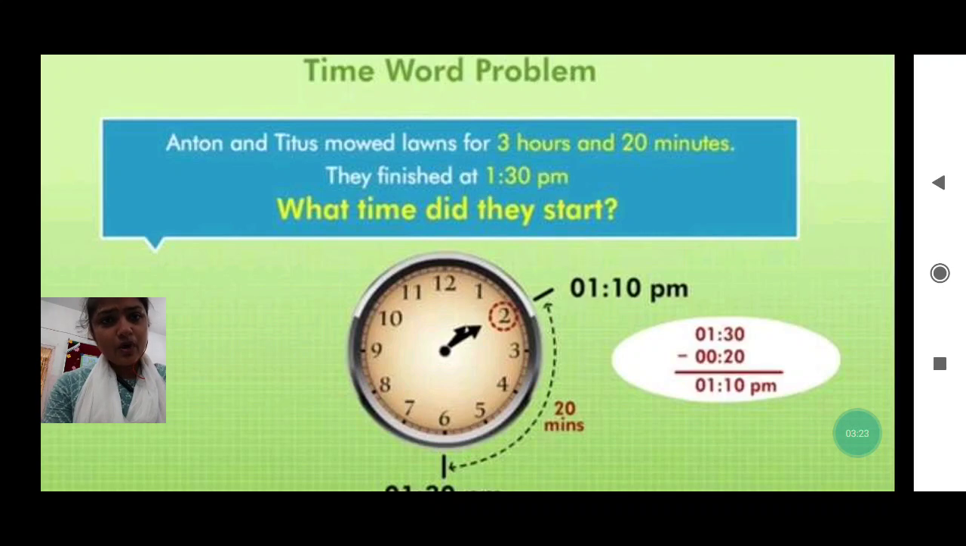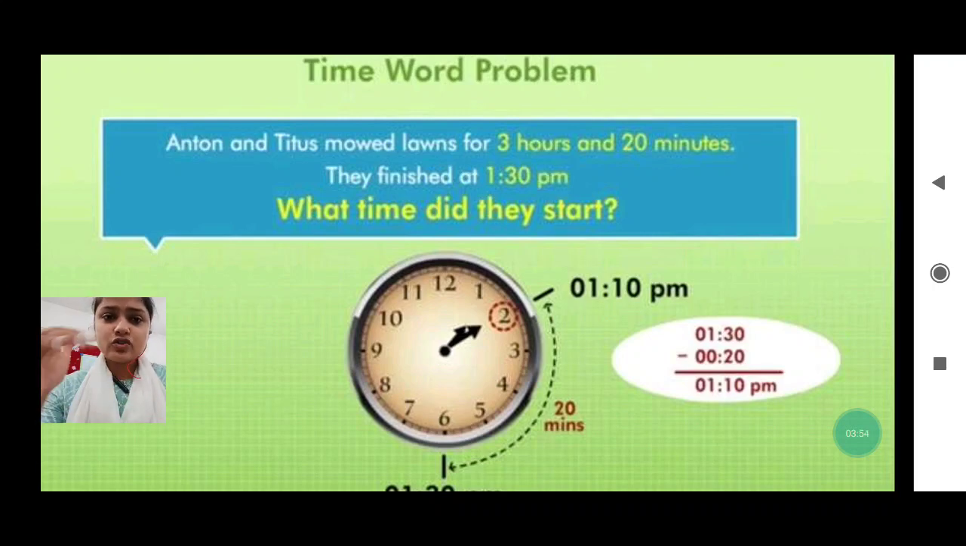A few more word problems. Anton and Titos mowed lawns for 3 hours and 20 minutes. They finished at 1:30 p.m. What time did they start? The question is that there are two persons. They were working in the lawns for 3 hours and 20 minutes, and at 1:30 they finished. So what time did they start?